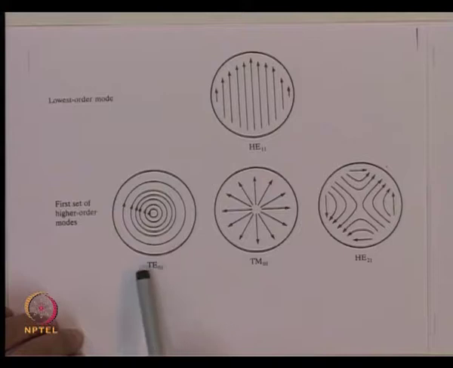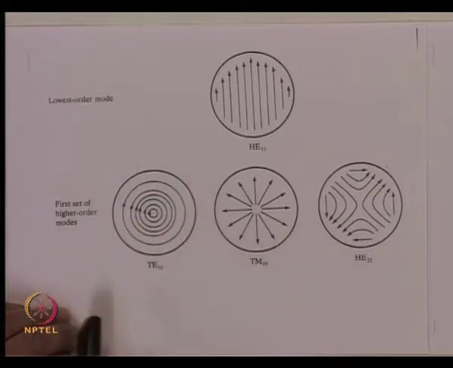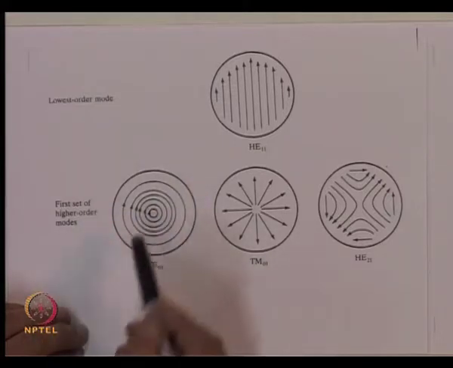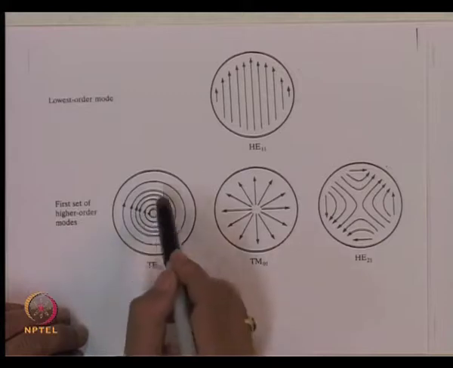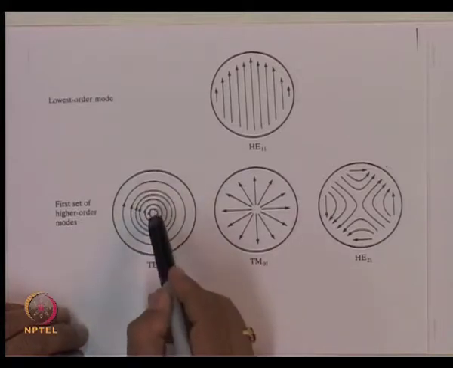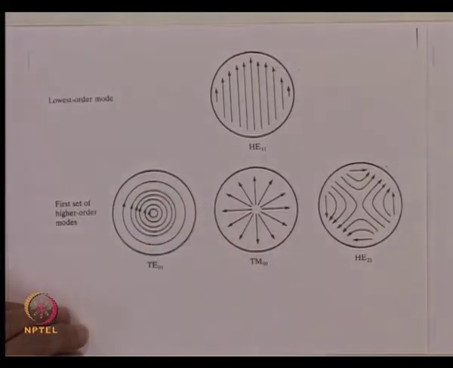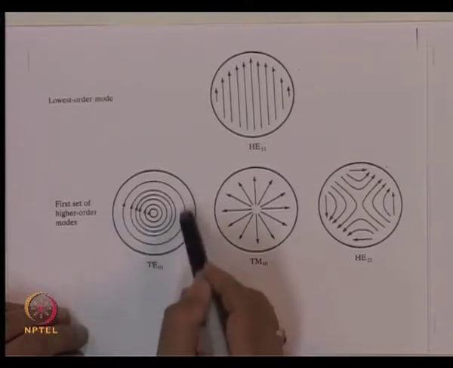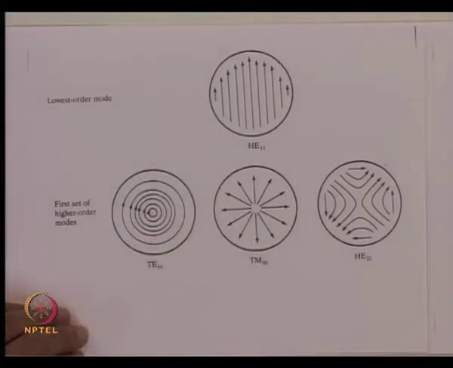If we consider TE01 mode, then as we have seen, the fields are circularly symmetric. That is what the fields are representing. So, fields have a component which is E phi. So, you have an electric field which is going like this in circular loops. It has an intensity which is at the center.